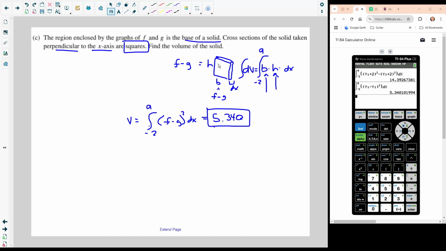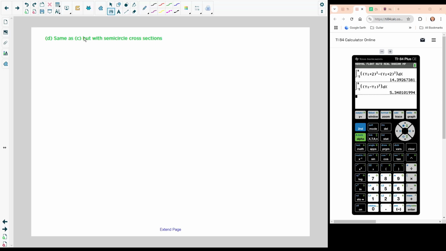Okay, base of a solid. Again, it could be any shape, right? Well, actually, I think the next question maybe is another shape. So let's take a look. Yep, same as C, but with semicircles. So the only difference is I have this sort of 3D, like a taco shell, 3D semicircle. That's the only difference. But we still have F and G, bordered by F and G over the same -2 to A.